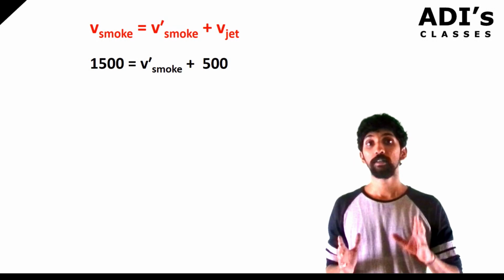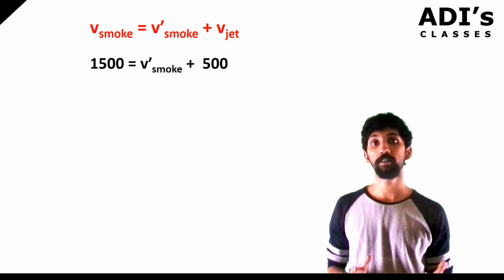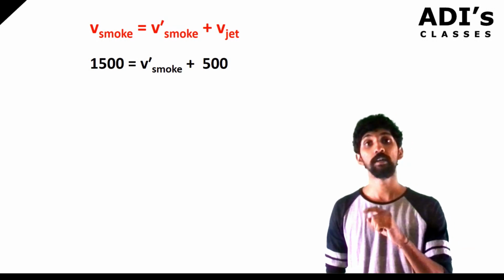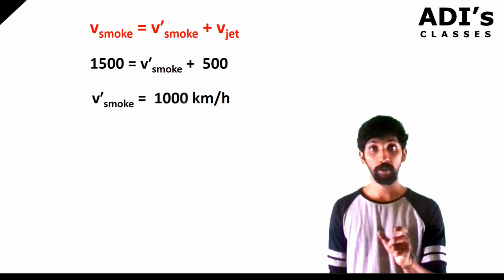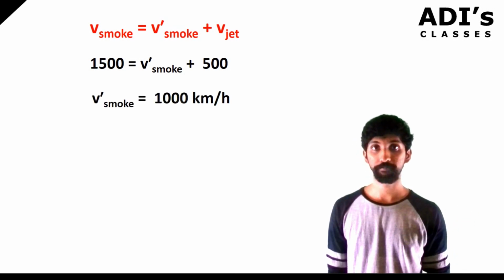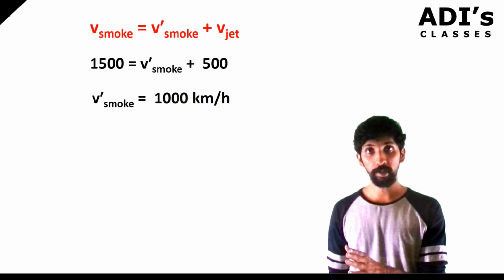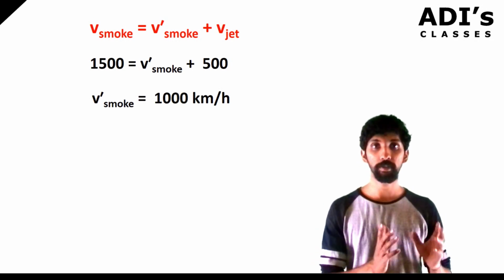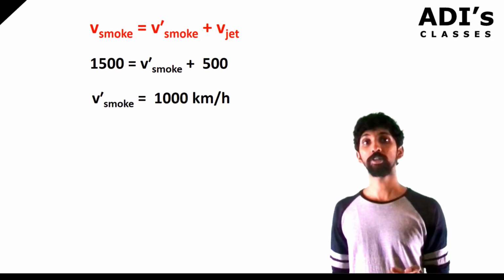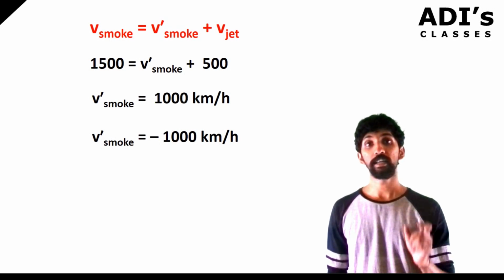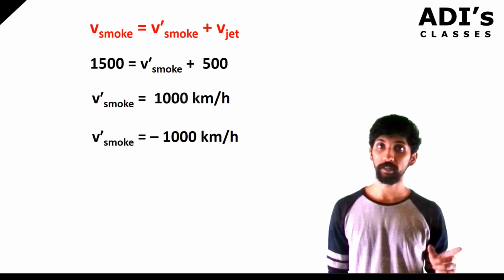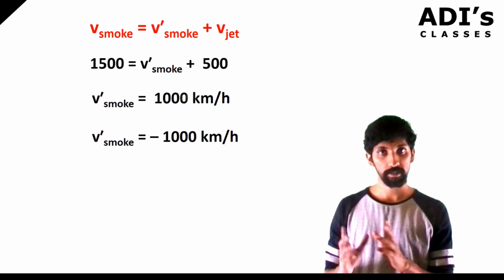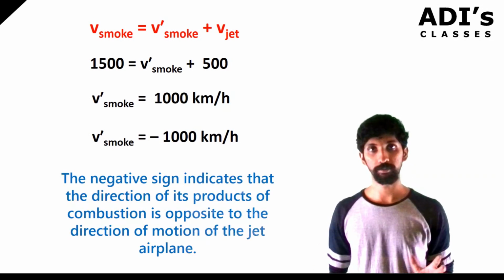The point is, since it's in the opposite direction, we have to represent it as minus 1000 km per hour, correct? Because velocity is a vector quantity, right? Magnitude wise, it is 1000 km per hour, but actually what you have to write is the velocity is equal to minus 1000 km per hour. Okay, that's the final answer for this question.